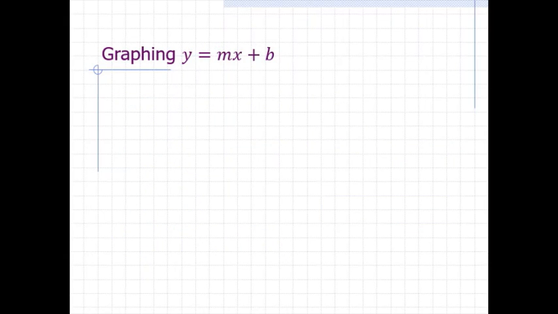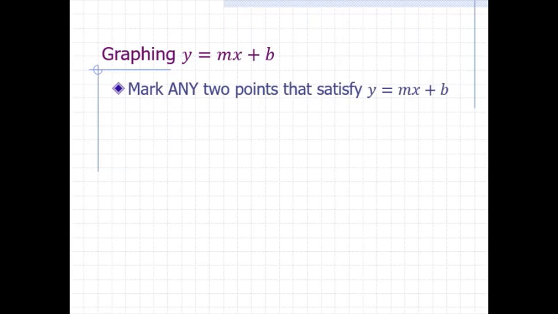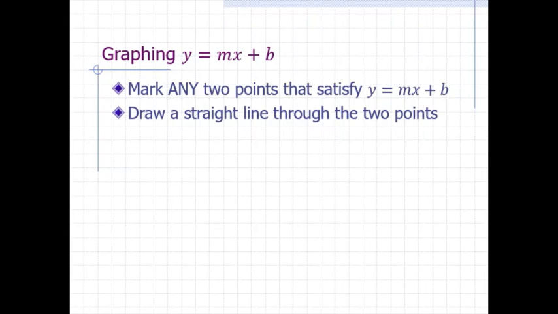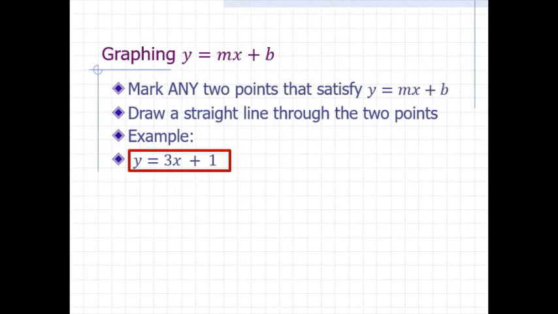If we know the slope and y-intercept of a line, how do we graph it? Two points define a line, so all we have to do is mark any 2 points that satisfy the equation y equals mx plus b. Then, use a straight edge to draw a line through the 2 points. Here's an example. Suppose we want to graph y equals 3x plus 1.